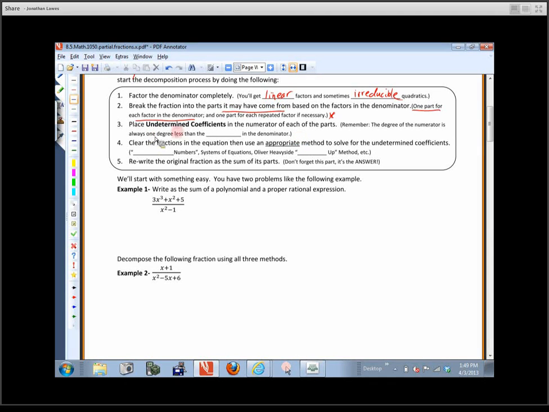The next thing is we're going to place undetermined coefficients. This is what we call them. Undetermined coefficients in the numerator of each one of those parts. So if there are 5 parts, we might have to put an undetermined coefficient in each one of those.